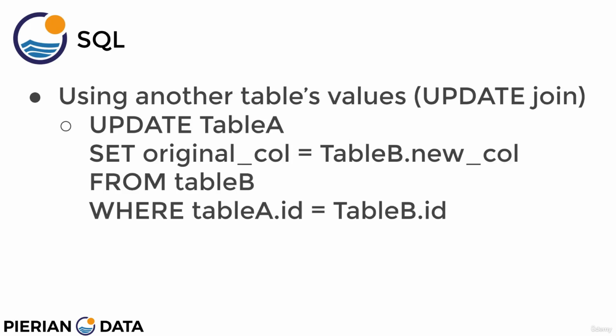We could also use another table's values. This is sometimes known as an update join, even though it doesn't use the join keyword. So the way this works in general syntax is we choose the table we're updating, such as table A, and we say update table A and set the original column, which is part of table A, equal to some new column part of table B, from table B, where table A.id is equal to table B.id, which is essentially where that joining is taking place. So we just figure out some key to match these two tables on, and then we say set the original column within table A equal to table B.new column.